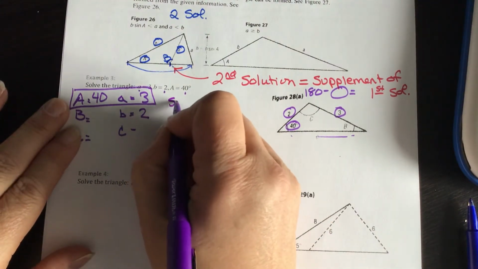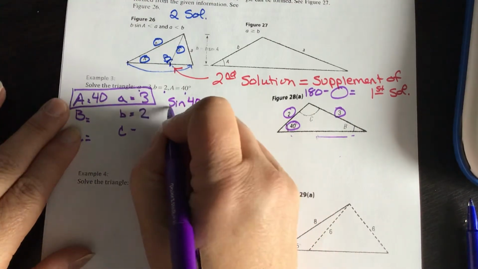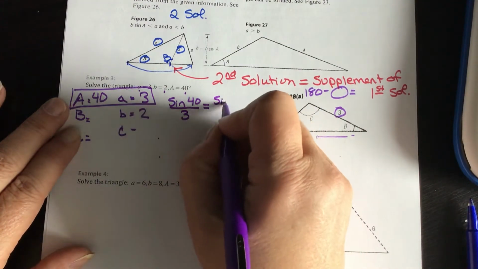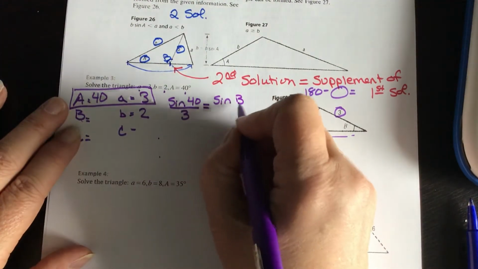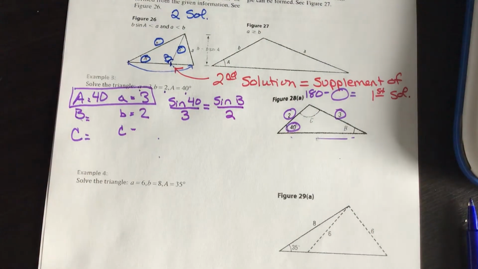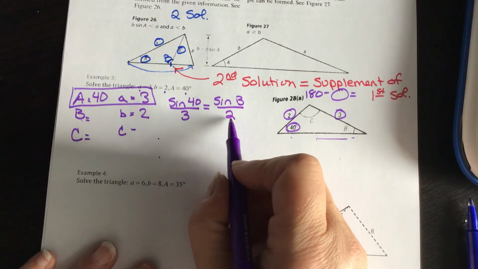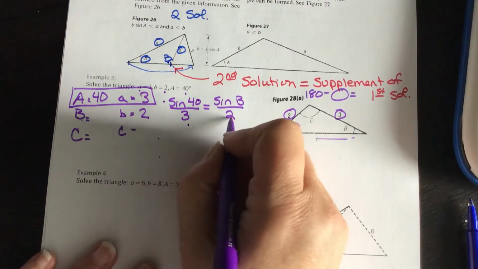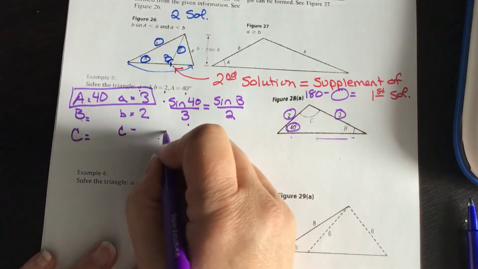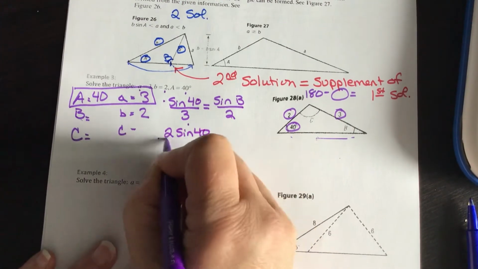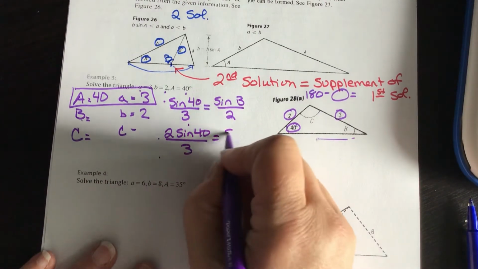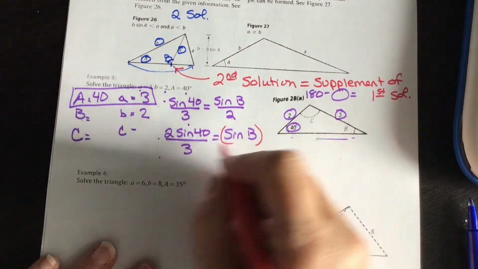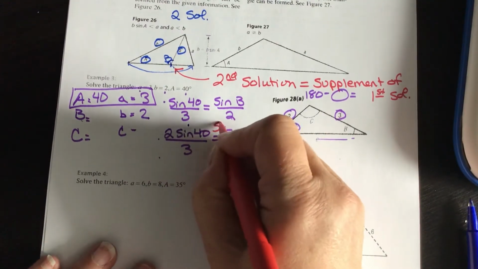So if I do sine of A, which is 40, over the length of the side opposite, which is 3, and then sine of an angle I don't know, which is B, over 2. If I do 2 sine 40 divided by 3, I'm going to solve for B here. So 2 sine 40 divided by 3 is sine of B. And to find the angle that has this sine, I'm going to do the inverse sine.